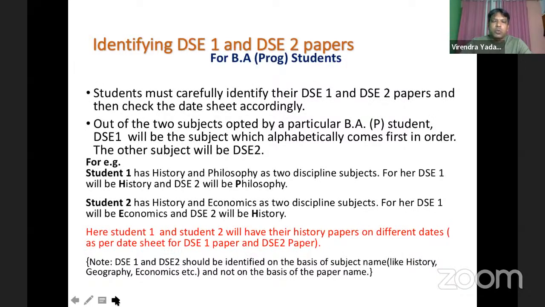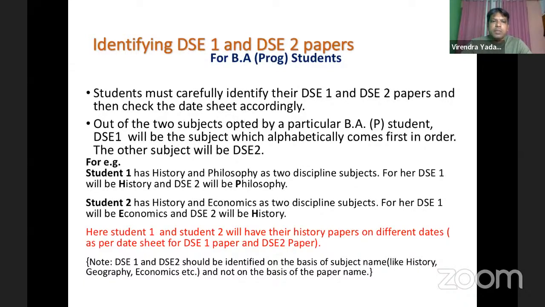And apart from honors courses, in the BA program there are some DSC 1 and DSC 2 related papers where students should carefully identify their papers and check the date sheet, because in some cases DSC 1 and 2 are held on two different dates. So out of two subjects opted by a particular BA program student, DSC 1 will be the subject which alphabetically comes first in order. The other subject will be DSC 2.